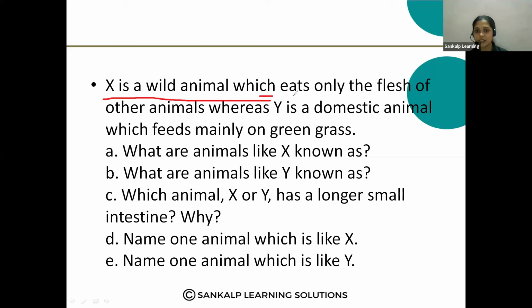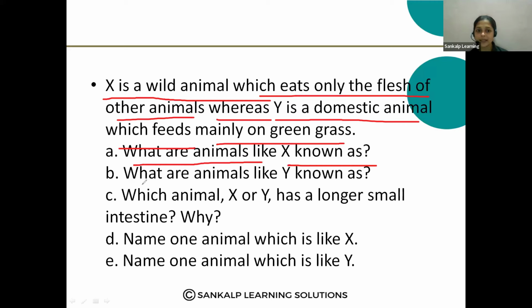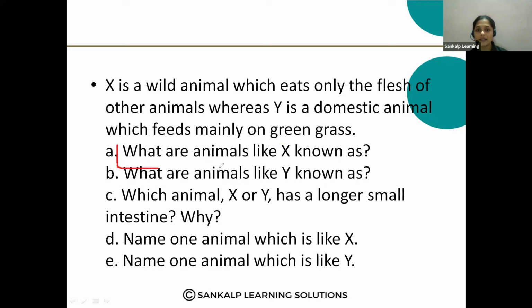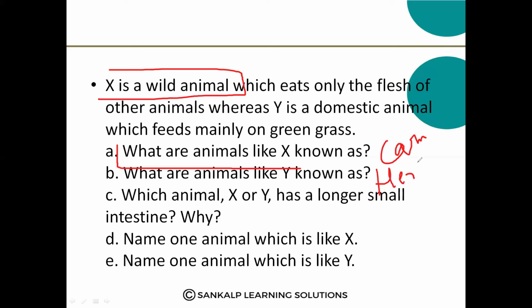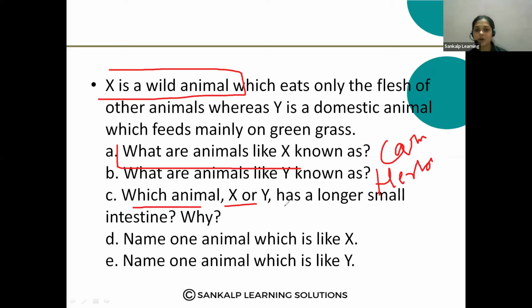X is a wild animal which eats only flesh of other animals, whereas Y is a domestic animal which feeds mainly on green grass. The first question is, what are animals like X known as? The second question is, what are animals like Y known as? And which animal, X or Y, has the longer small intestine? Here, X is a wild animal that eats flesh. They are called carnivores, right? And Y animals feed on green grass. They are called herbivores. Yes. And which animal, X or Y, has the longer small intestine?